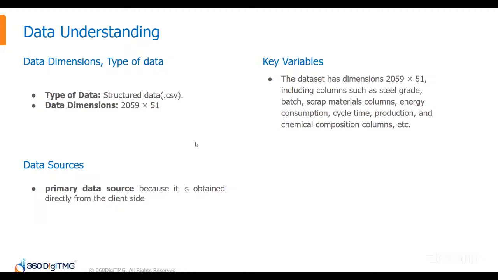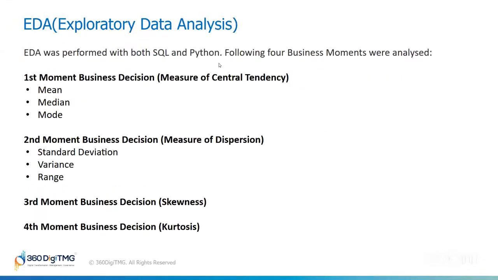Then after that, we perform the exploratory data analysis. In that exploratory data analysis, we perform the first moment business decision, which is measure of central tendency, in which we calculated mean, median, mode. In the second moment business decision, which is a measure of dispersion, we calculated standard deviation, variance, and range. The third moment business decision is skewness, and the fourth moment business decision is kurtosis. Here we calculate the peakedness and tailedness of the data set.